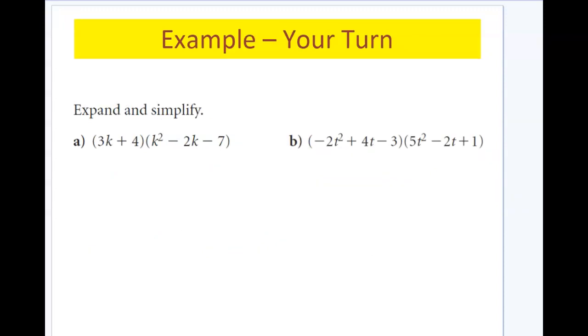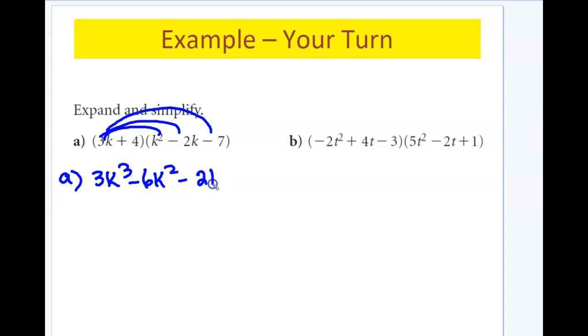Okay, I'd like you to pause the video and you can give these two a try. Okay, hopefully you had a chance to try both of these. So doing the first one, A, I'm going to get 3k times k squared is going to be 3k cubed. And 3k times negative 2k is going to be negative 6k squared. And 3k times negative 7 is negative 21k.